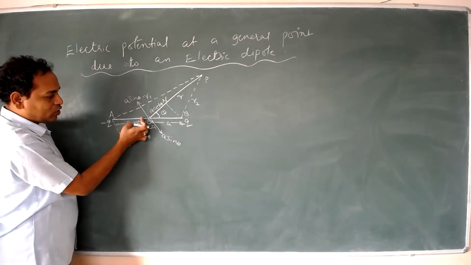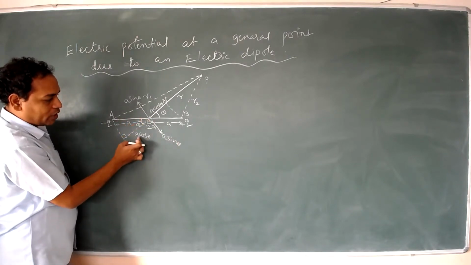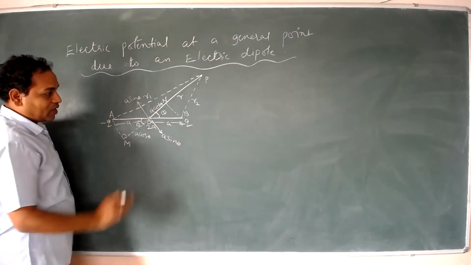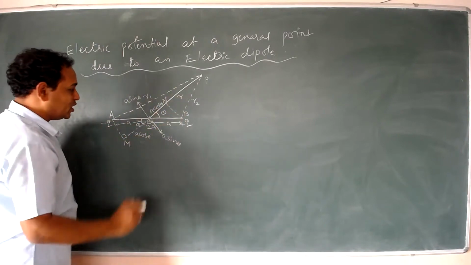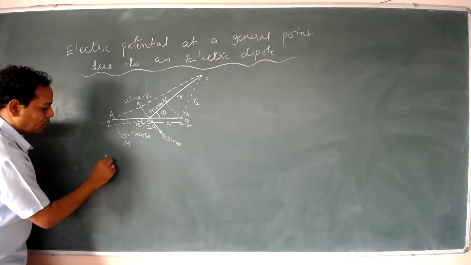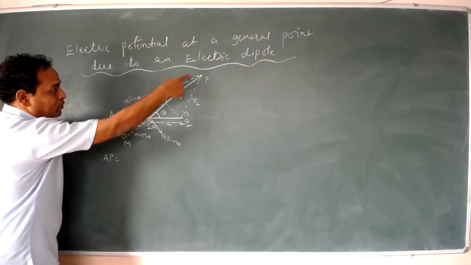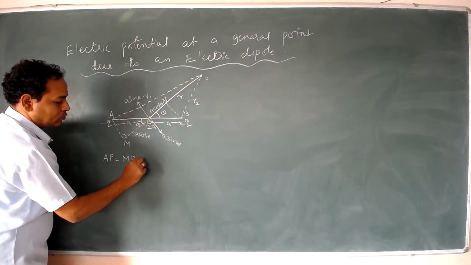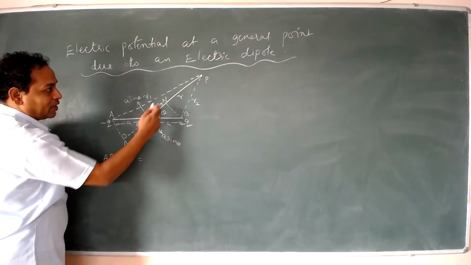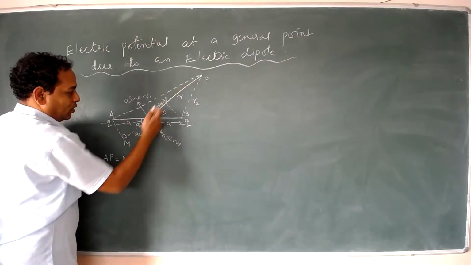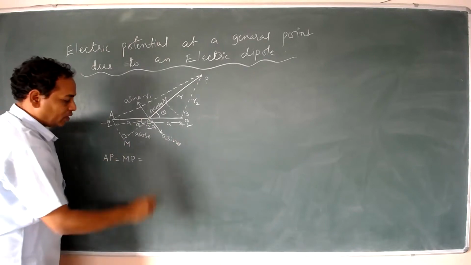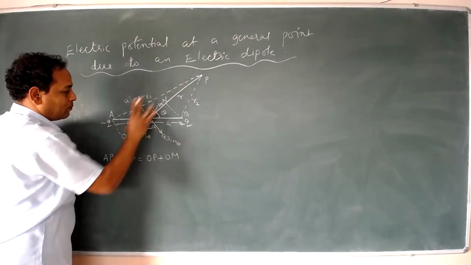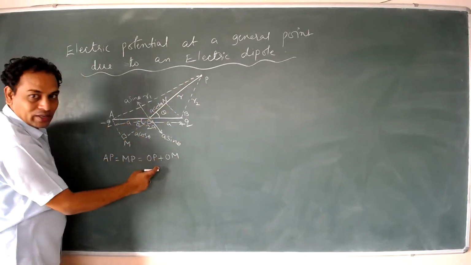Similarly, this is A making angle theta. This side is called A cos theta. Its perpendicular component is called A sin theta. So finally, from this diagram, we are getting that AP is equal to MP. What is MP? I can write OP plus OM. OP plus OM is nothing but MP only. I can write like this.